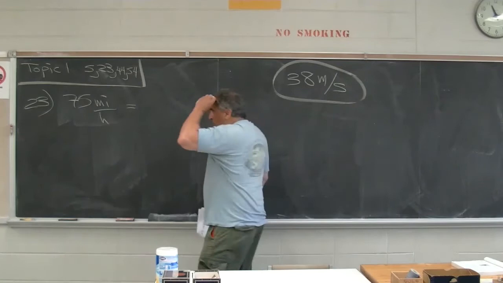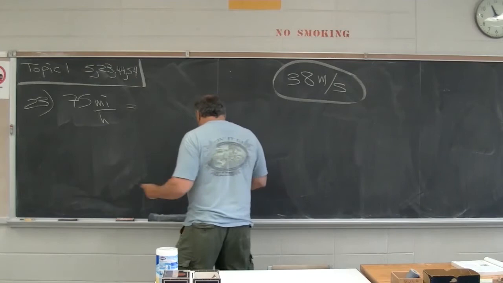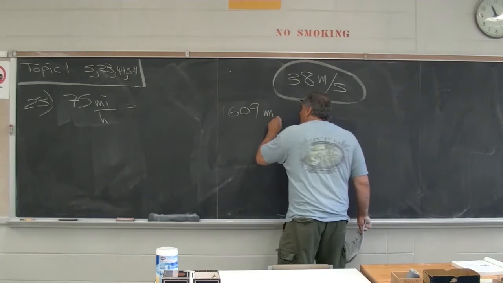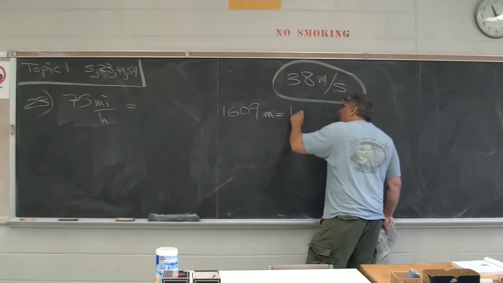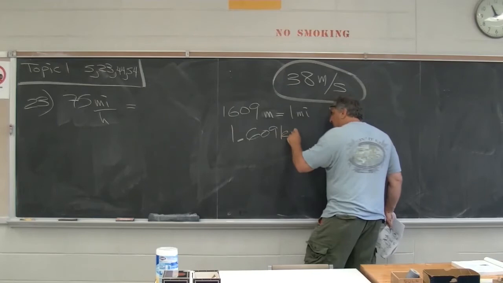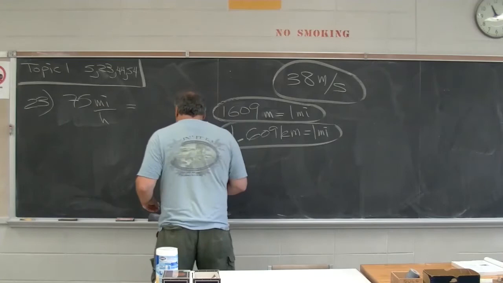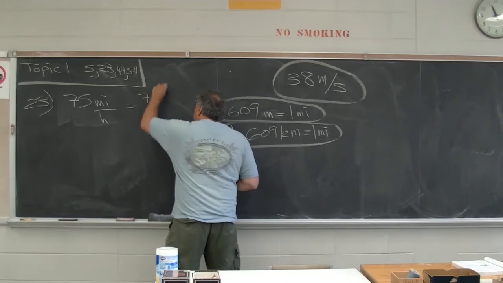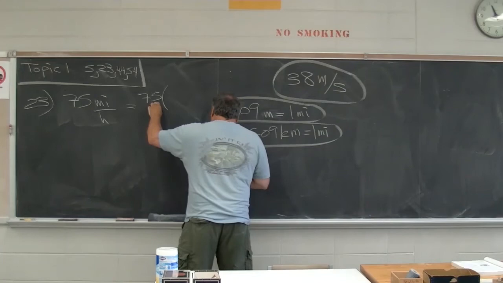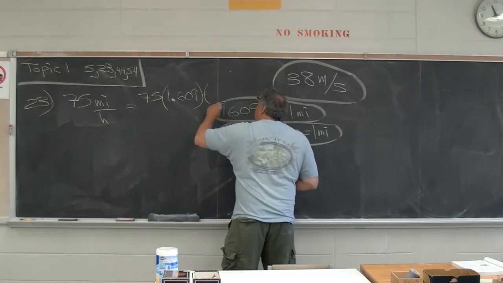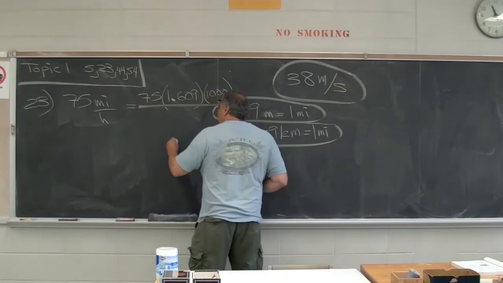So for 75 miles per hour, I'll tell you what I'm going to do. We know, it's not obvious, but 1,609 meters is equal to 1 mile. 1.609 kilometers is equal to 1 mile. There's ways you can look this up, there's ways you can derive this stuff. For our purposes right now, let's get the job done. Let's find out where we're at. We're staying at 75 miles per hour. 75 miles is 75 miles. Each one of those 75 miles is 1.609 kilometers. Every kilometer is 1,000 meters. An hour has got 60 minutes, and every minute's got 60 seconds.